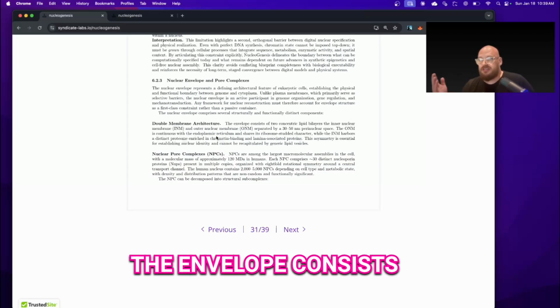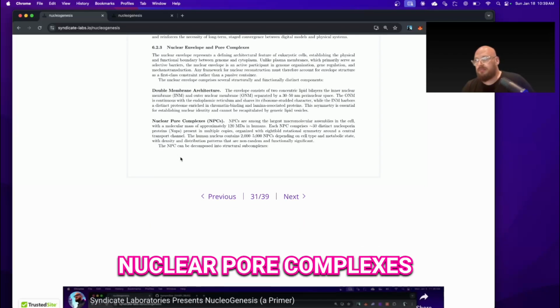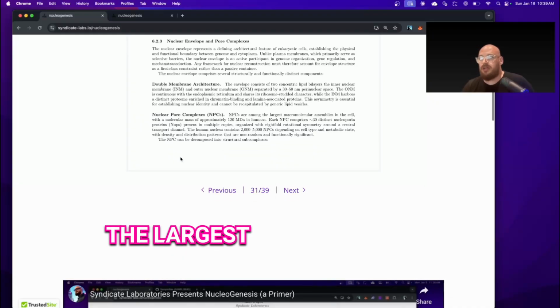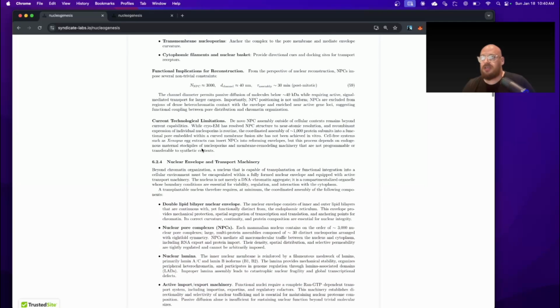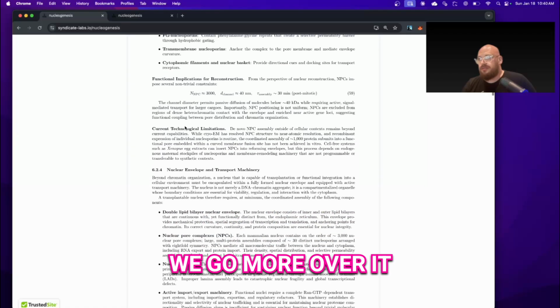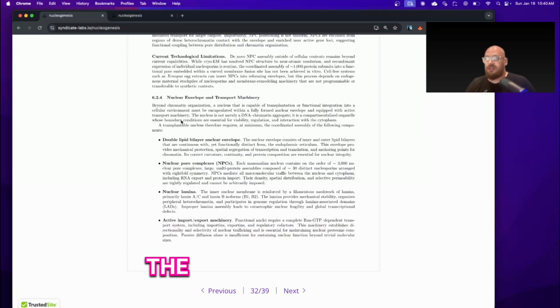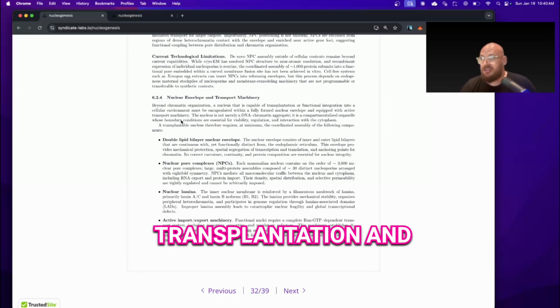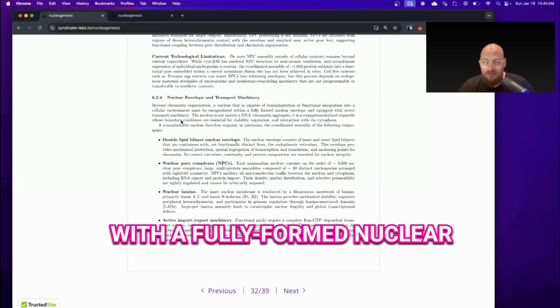The envelope consists of lipid bilayers making a double membrane architecture, and the nuclear pore complexes, or NPCs, are among the largest macromolecular assemblies in the cell. Really being able to get those right is going to be key in actually building a synthetic nucleus. Beyond the chromatin organization, which a lot of this project is focused on, the nucleus must be capable of transplantation and functional integration into a cellular environment, encapsulated with a fully formed nuclear envelope.